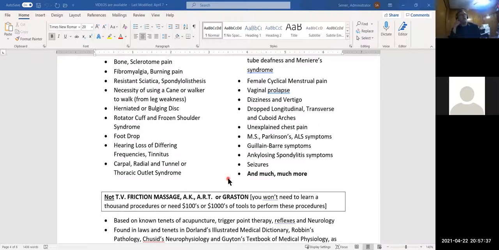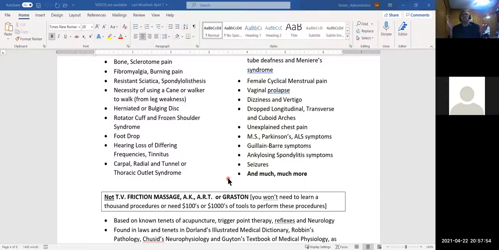Now, the second thing that we teach in this is how to rehab somebody in about a fourth of the time. And the third thing is how to free up scar tissue, usually in just one visit.